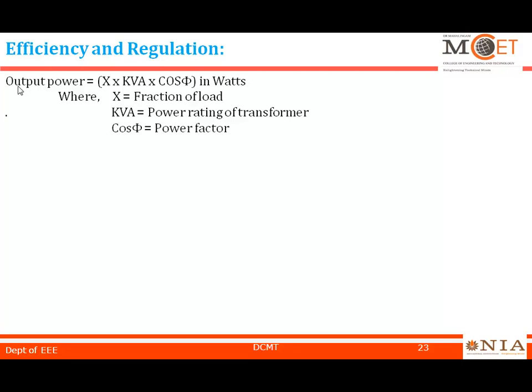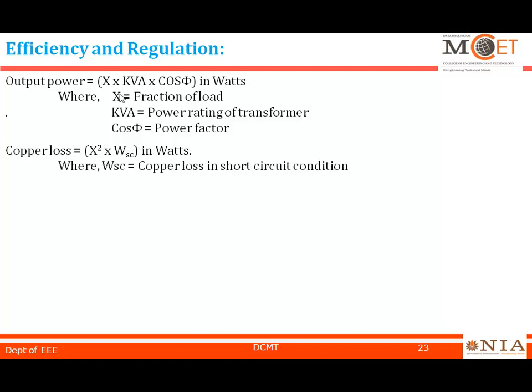So to find the efficiency of a transformer, the first thing required is the output power, X kVA cos theta. X is a fraction of load, and we are going to assume this value. Next, copper loss, X square into WSC. X square is the fraction of load squared. X square into WSC is the copper loss, which has been found using a wattmeter in the short circuit test. So WSC is the copper loss in the short circuit condition.